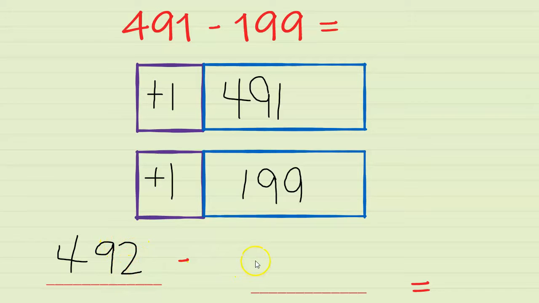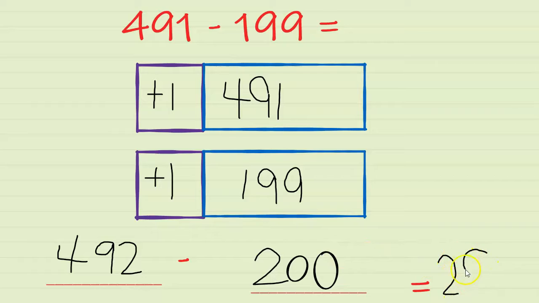So our new problem is now 492 minus 200. And 492 minus 200 would be 292. So like I said, for addition, which we will be doing very soon, it's a little different. If you add 1 to one side, then the other side you would subtract 1. It's opposites. So that's if you're doing an addition problem.